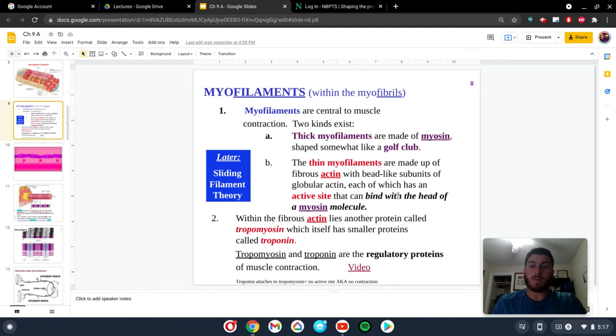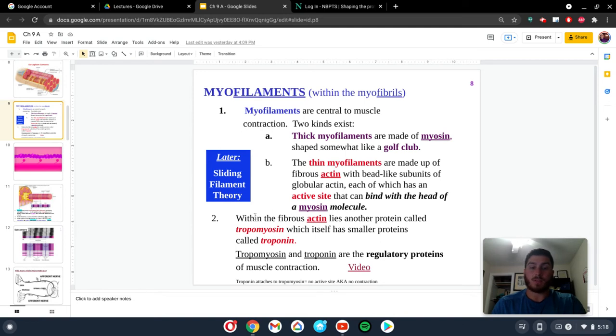Something really important to keep in mind here is that there is an active site where the myosin is going to bind to the actin. So the active site is located on the actin. That said, if this site is available to bind to, it's going to happen. It's going to bind to it. So there's also going to be times when this site is not available, not open.